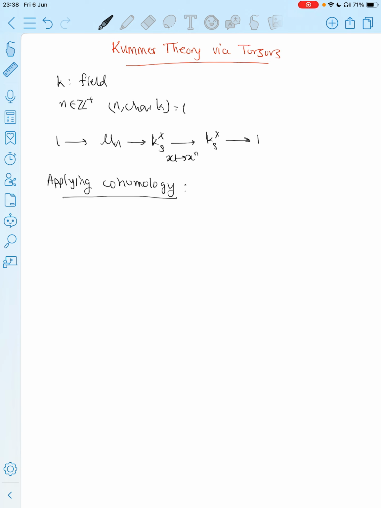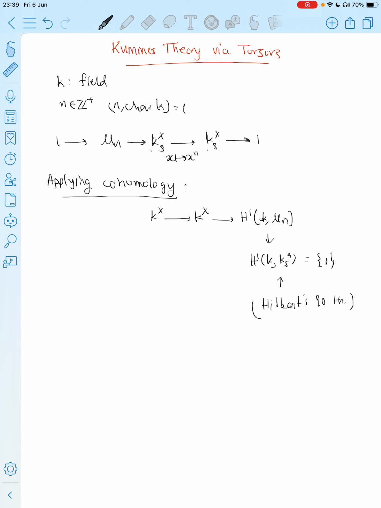firstly we'll get K star. So that is the zeroth cohomology at these two places. Then you have H1 of K with coefficients in mu n, and then you have H1 of K with coefficients in this, but this is zero, right? That is Hilbert's map.